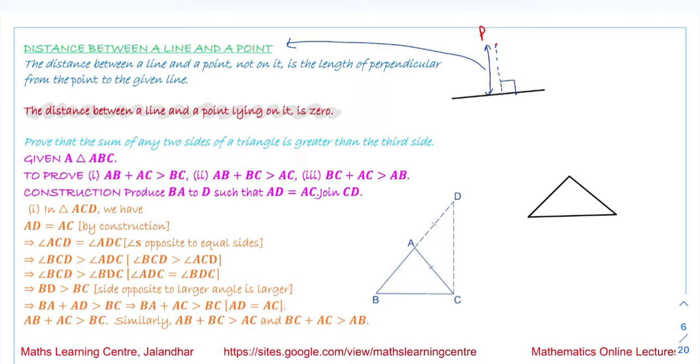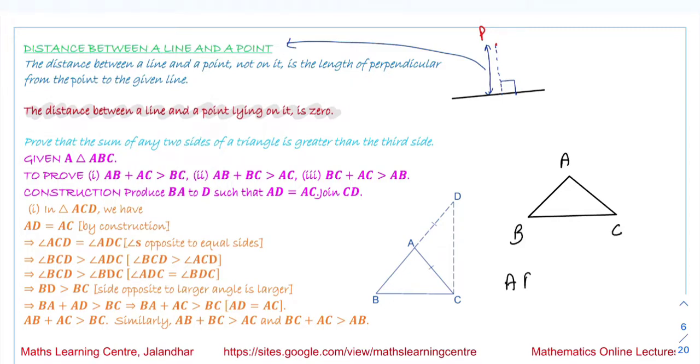Now the next result that we have to prove is that the sum of any two sides of a triangle is greater than the third side. So suppose a triangle is given to us, this is ABC.